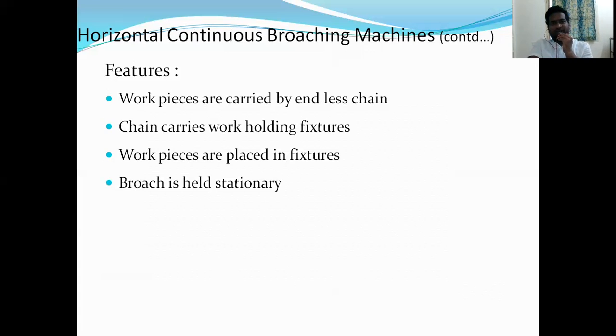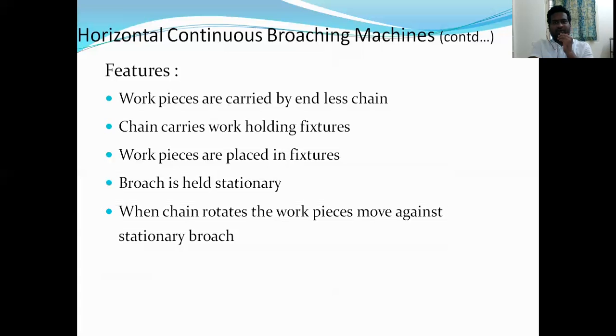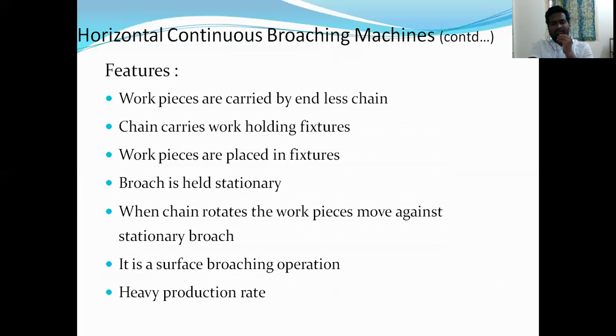So that broach is held stationary. Here the broach is held stationary, and that we have observed in the diagram. When the chain rotates, the workpieces move against the stationary broach. So that's also what we have observed in the diagram. It is a surface broaching operation also. A heavy production rate is obtained with this horizontal continuous broaching machine. Okay.